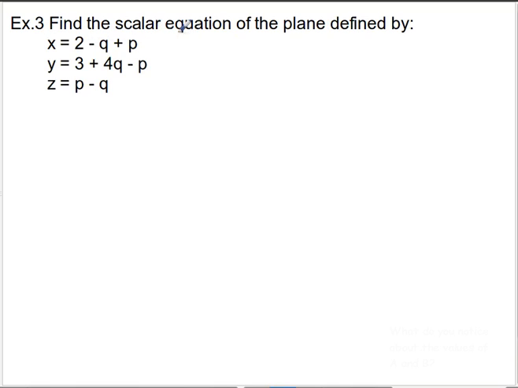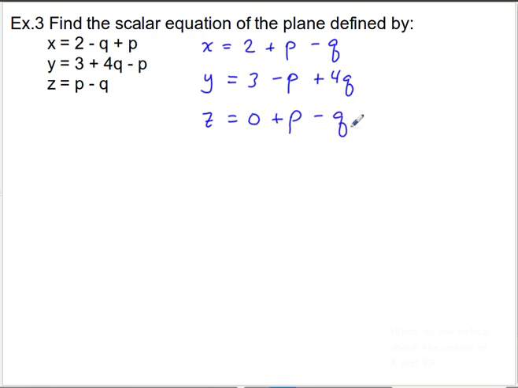Example 3, find the scalar equation of the plane defined by this set of parametric equations. Now, it might be more convenient here if I were to write these in a slightly more organized way, which is going to be the constant first, the p value second, and the q value third. The constant first, which in this case is 0, plus the p value minus the q value.